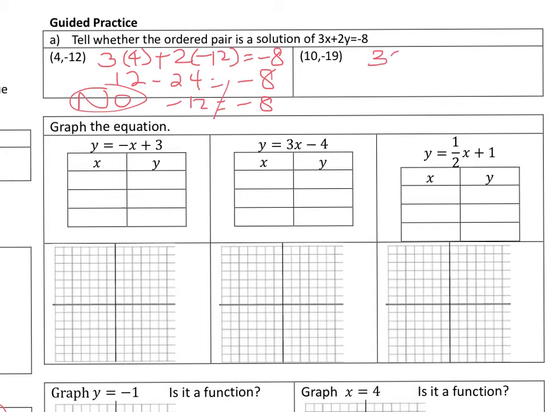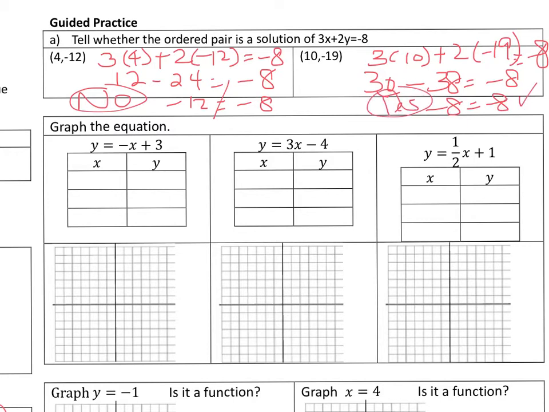And for the next one, same thing. Sub in 10 for x plus 2 times negative 19, which equals negative 8. 30 minus 38. Oh, negative 8 equals negative 8. Yes.